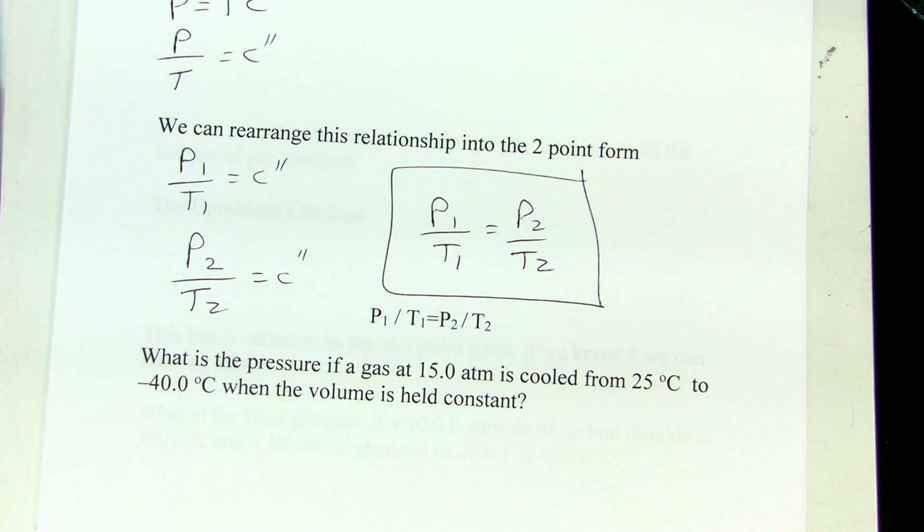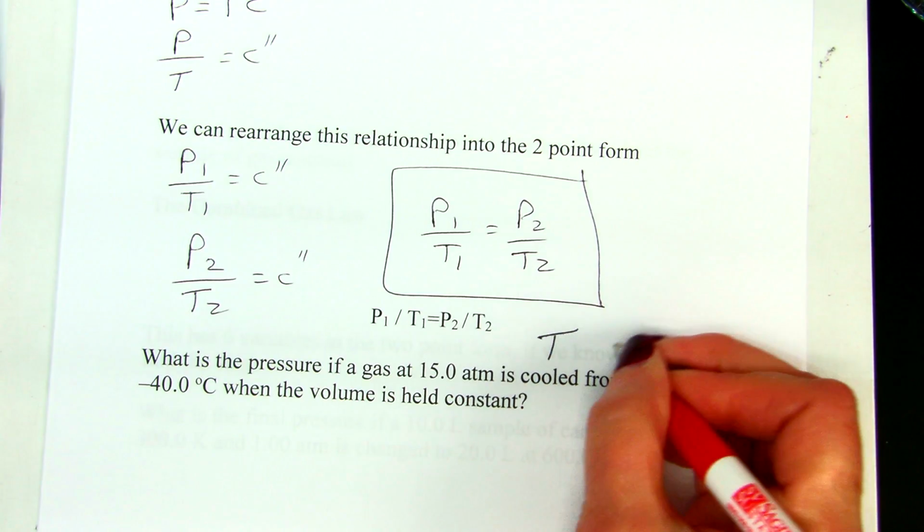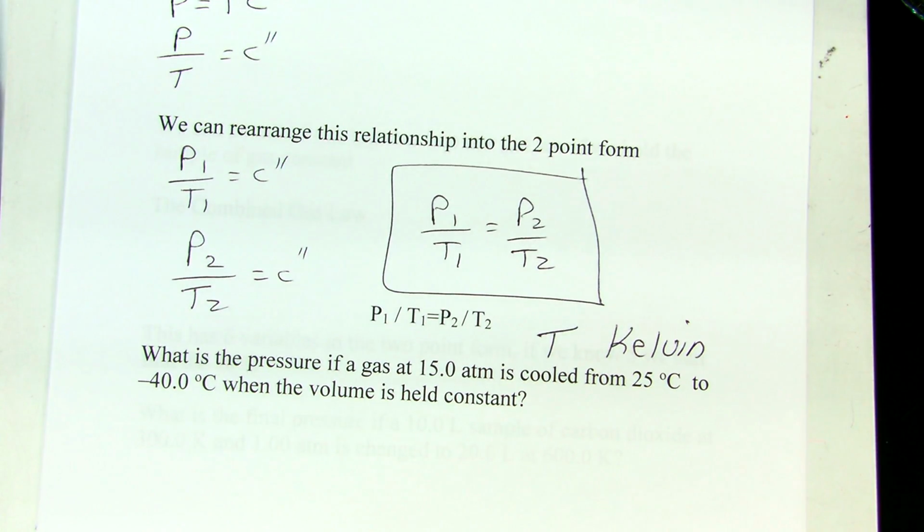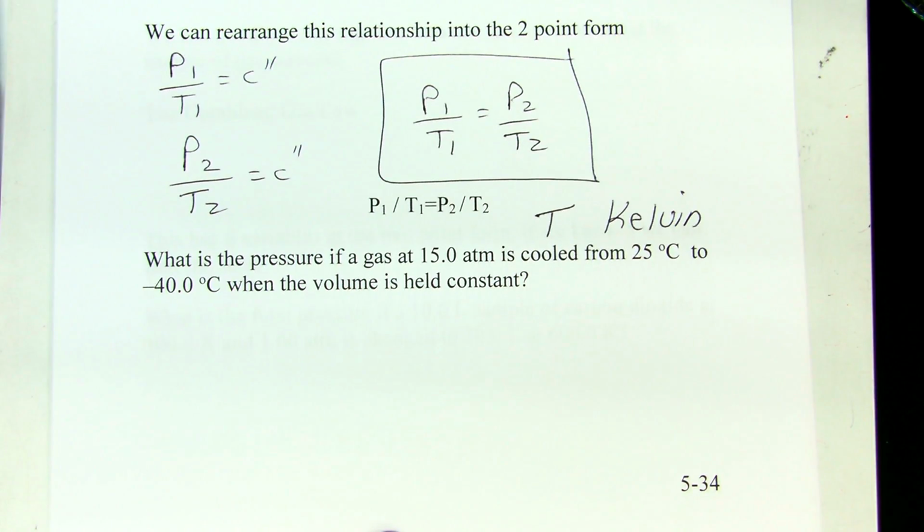What's the pressure if a gas at 15 atmospheres is cooled from 25 degrees Celsius to negative 40 Celsius when the volume is held constant? Well, just like in Charles' law, the temperature always has to be in Kelvin. So we're going to need to convert our Celsius temperatures into Kelvin before we start.